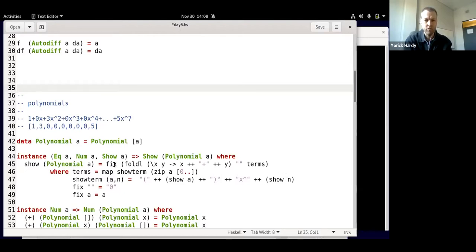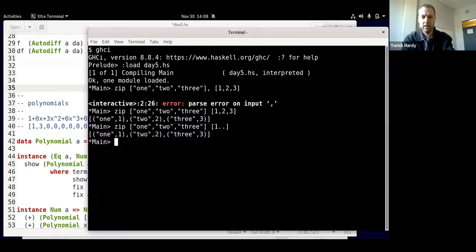I do have one small thing here to fix. I do allow for empty lists, which means a 0 polynomial. And so if I get an empty string, then I just write it as a 0. Otherwise, it's just what it should be. So let's have a look quickly what that looks like.